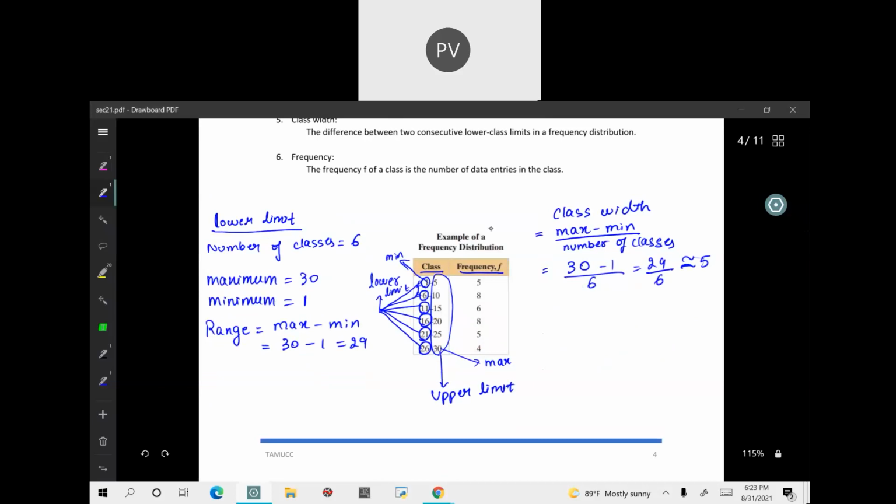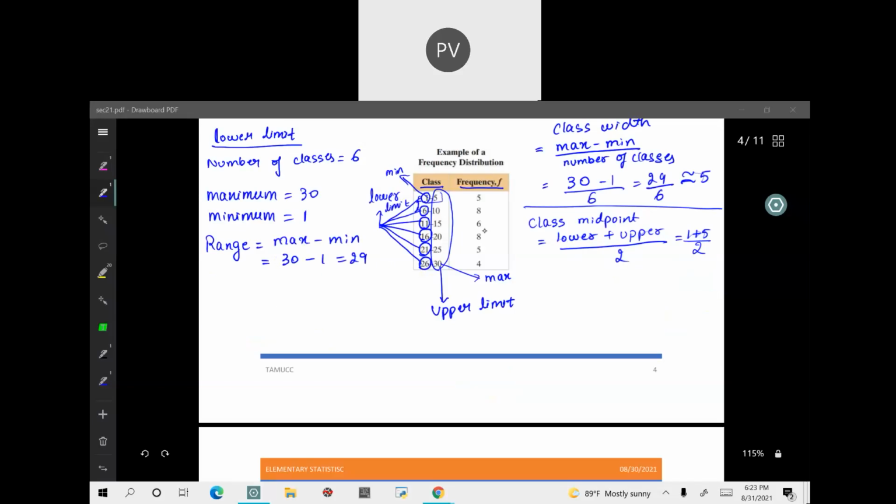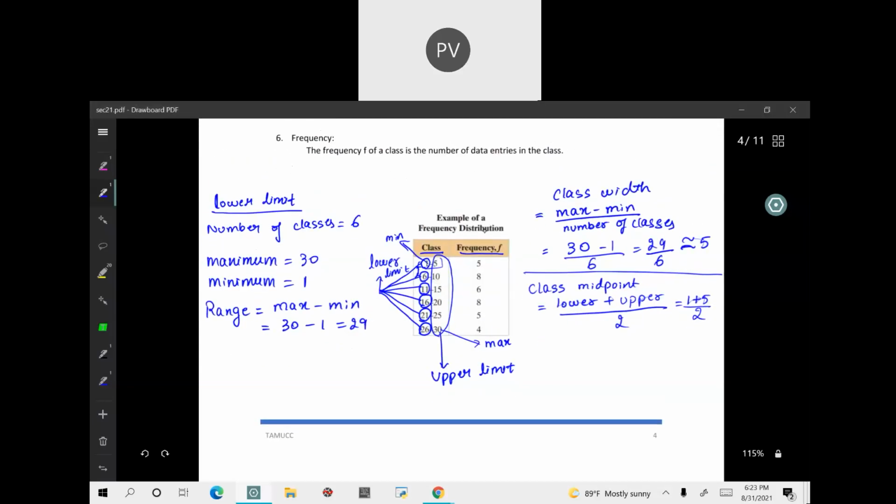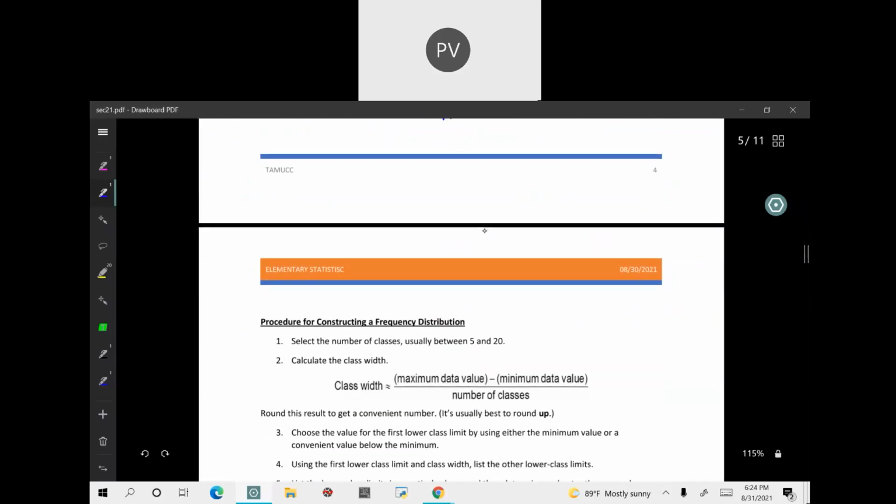Now, the next thing is class midpoint. Class midpoint is nothing but lower limit plus upper limit divided by 2. Now, if I want to know the class midpoint of the first class, I will have to add the lower limit 1 and the upper limit 5. So it will be 1 plus 5 divided by 2. That will be my class midpoint. That is how you find the class midpoint. So these are certain definitions which you will have to know before constructing the frequency distribution table.